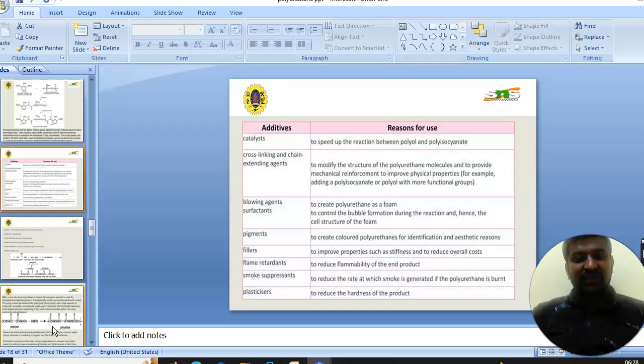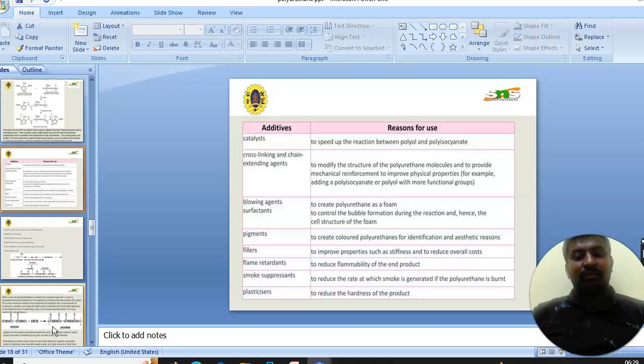Next are cross-linking and chain extending agents. They were used to modify the structure of the polyurethane molecules and to provide mechanical reinforcement to improve the physical properties. For example, adding a polyisocyanate or polyol with more functional groups.